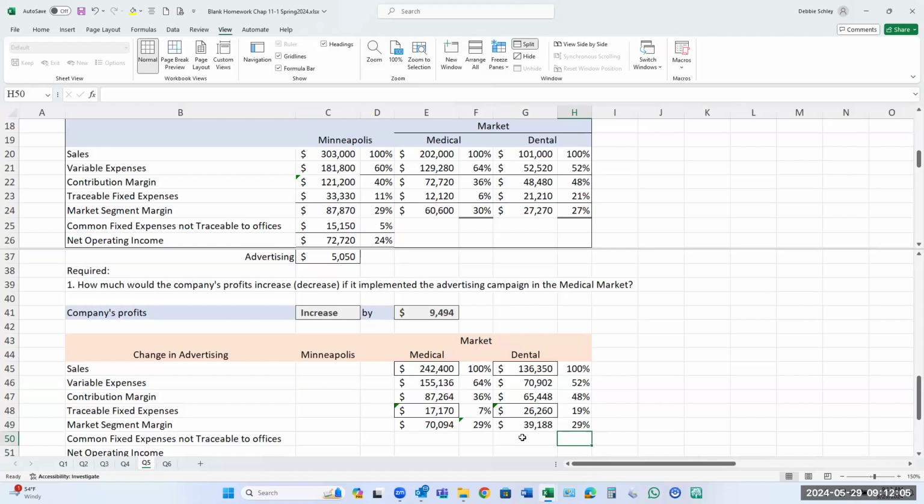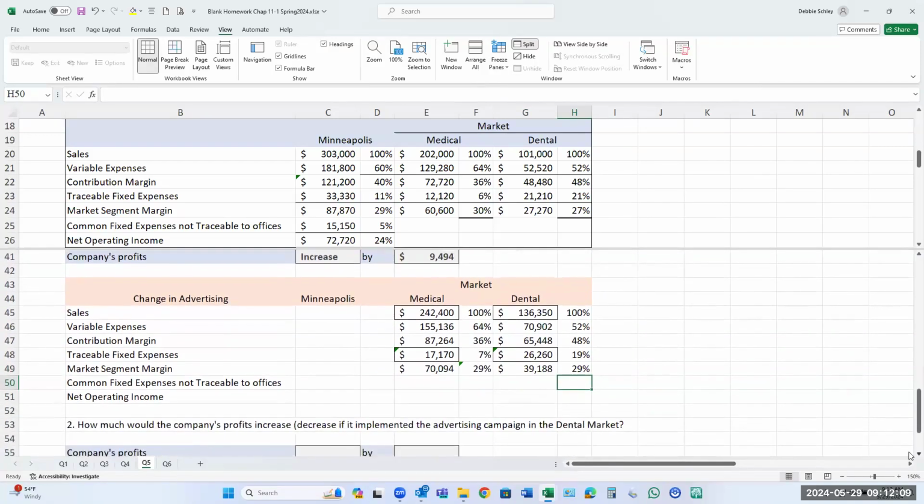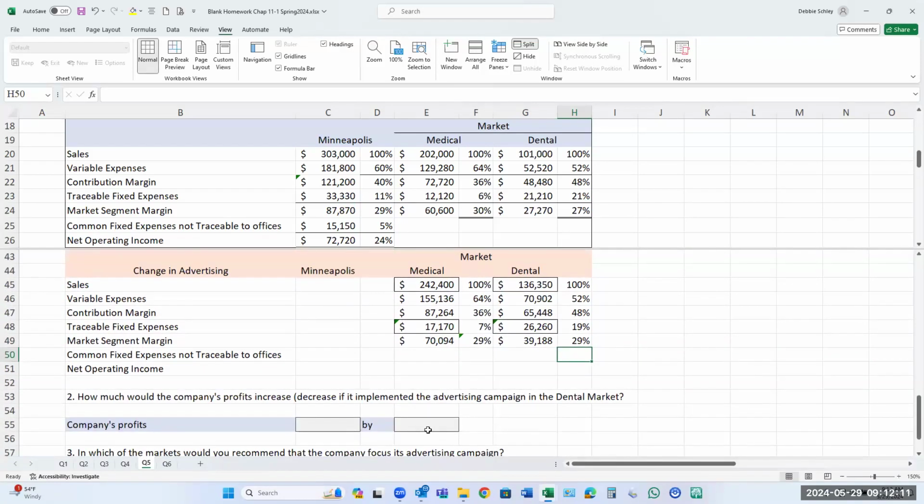Okay, so what did it increase or decrease? I need to take my new market segment margin minus my previous market segment margin, and that gets an increase of 11,918.